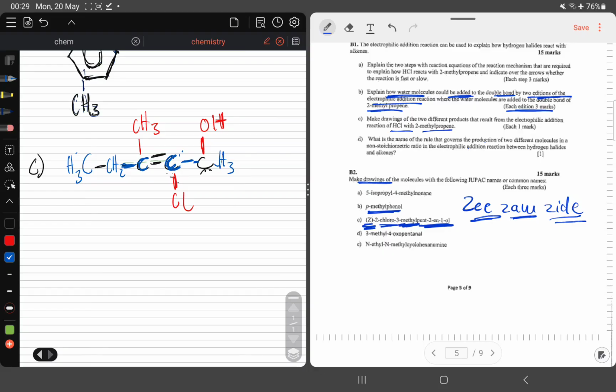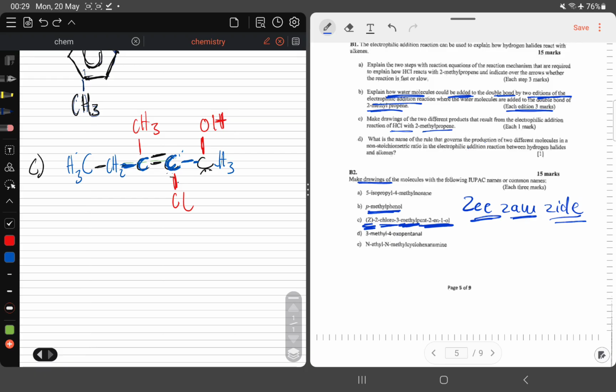So the first thing we said, what do you test? You test if the two guys connected to this carbon are different, and we've seen that they are different. Then the next thing you check is if the two guys connected to this carbon are different, and you see that they are different. So fine. Now we are done with that, and we just need to know if it's E or Z.